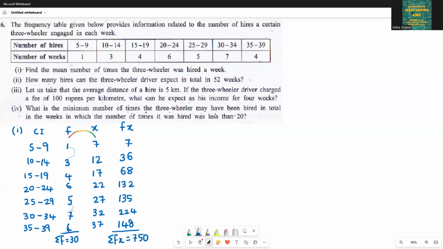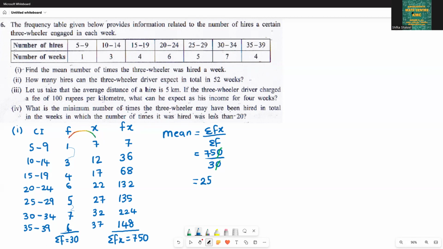Okay, how to find the mean? To calculate the mean, the formula is mean equals sigma FX divided by sigma F. Sigma FX is 750, divided by sigma F, 30. So we can cancel zeros. 75 divided by 3, you will get 25. That is the answer.